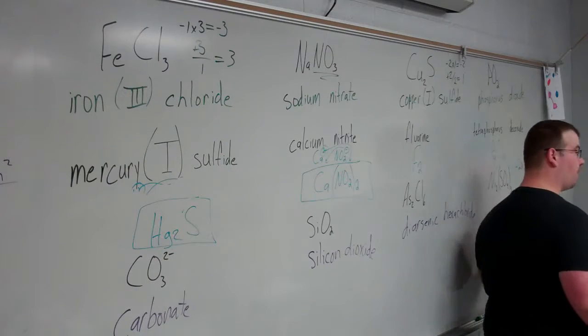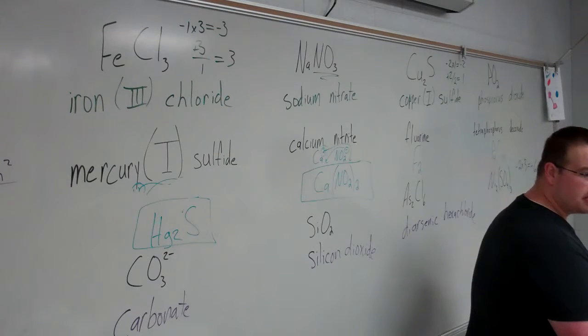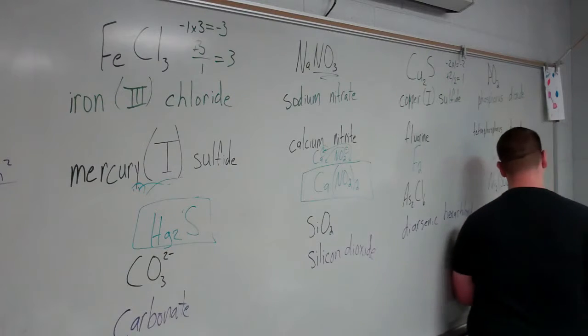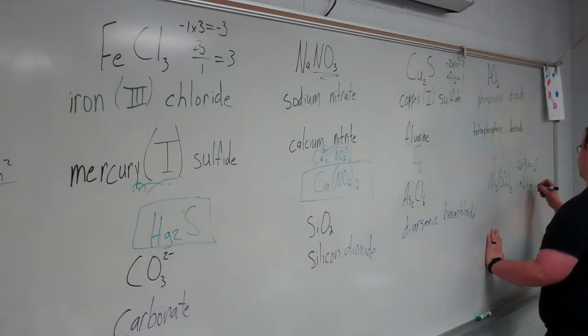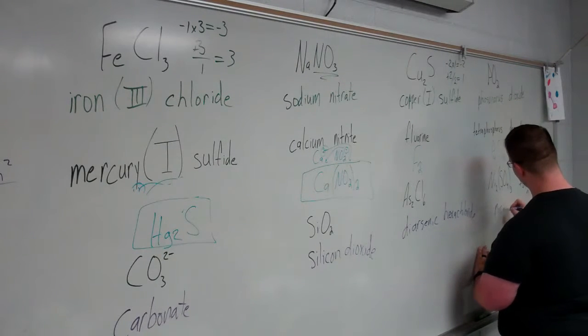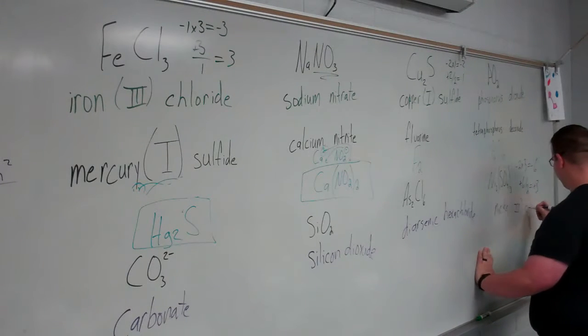So the positive part of this nickel has to be equal to a +6. How many of these nickels do I have? 2. So what's +6 divided by 2? 3. So it is nickel(III) sulfate.